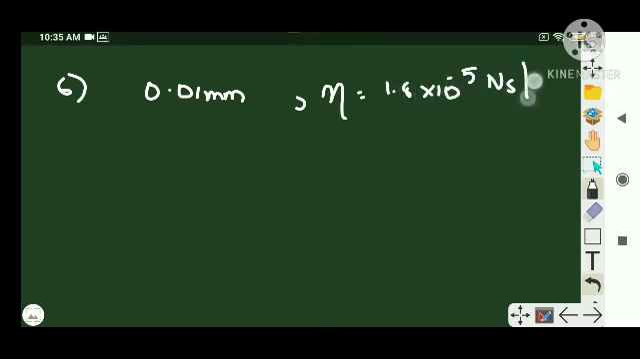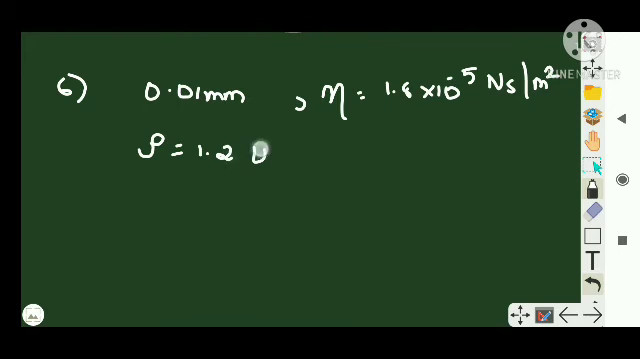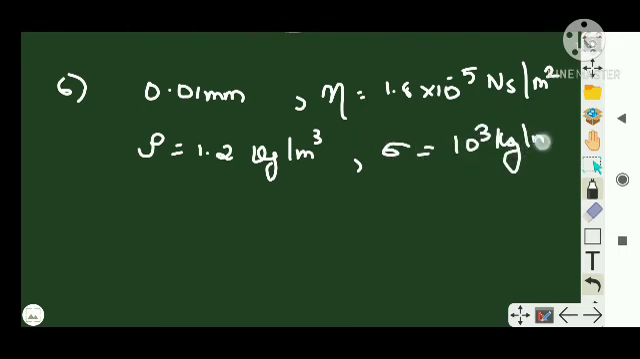Find the terminal velocity of a raindrop of radius 0.01 mm. Coefficient of viscosity of air is given as 1.8 into 10 to power minus 5 newton second per meter square, and density of air is given as 1.2 kilogram per meter cube. And density of water is given as 10 to power 3 kilogram per meter cube, and you are given g as 10 meter per second square.